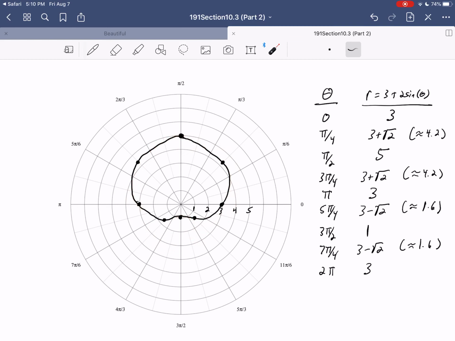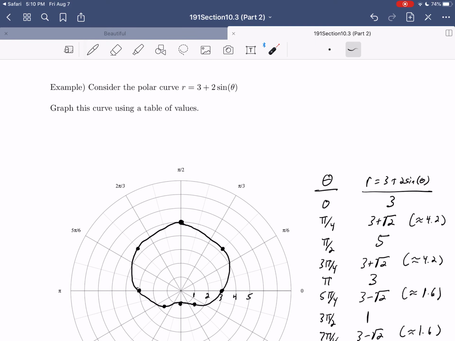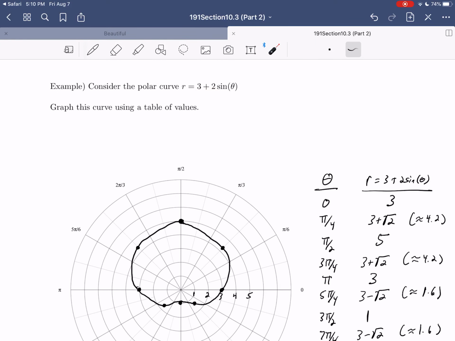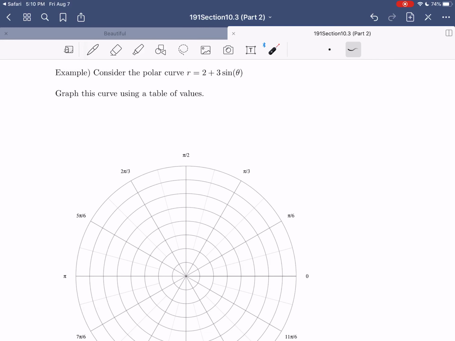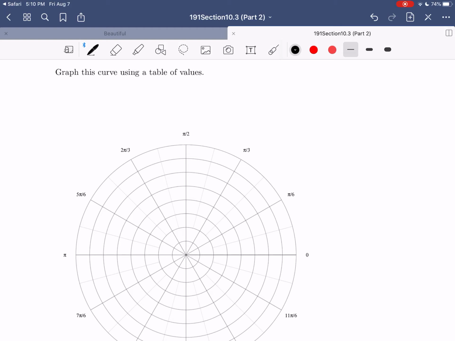Okay, before we summarize this type, let's see what happens if we reverse the positions of this 3 and 2. What would happen if we had 2 plus 3 sine theta? It turns out something very, very important happens there. So let's take a look. We're going to quickly look at 2 plus 3 sine theta, and we're going to see that while it's similar, it actually has a very unique feature.